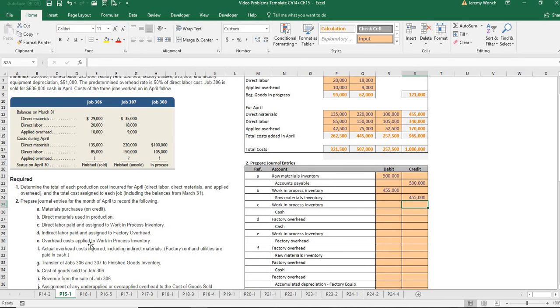Right, and C, direct labor paid and assigned to work in process inventory. That's going to be the direct labor that we used right here. So that's going to be 340.